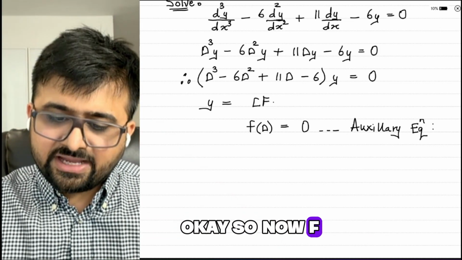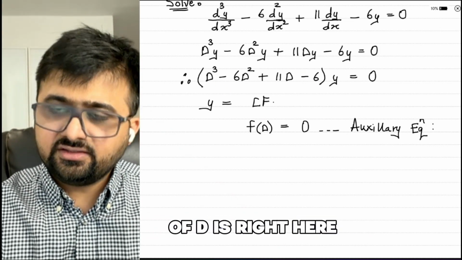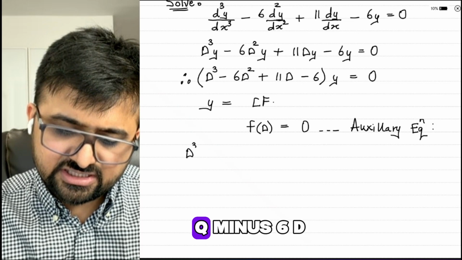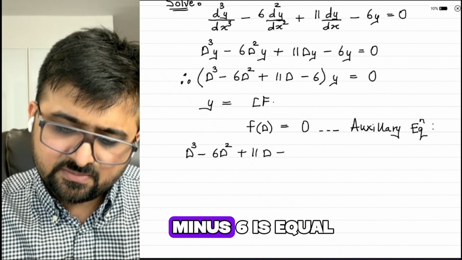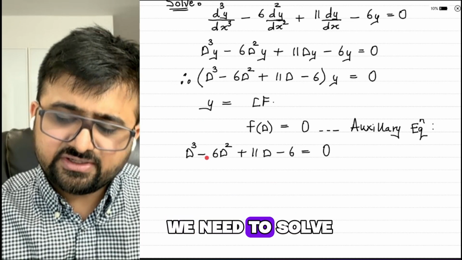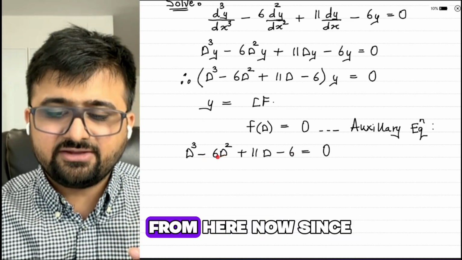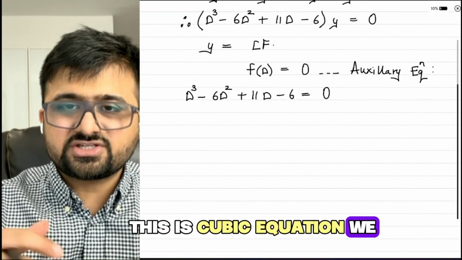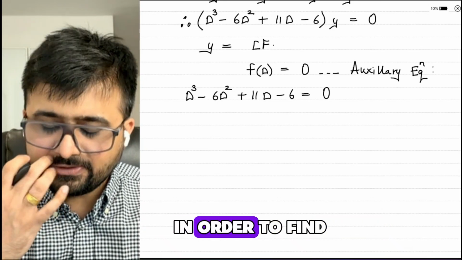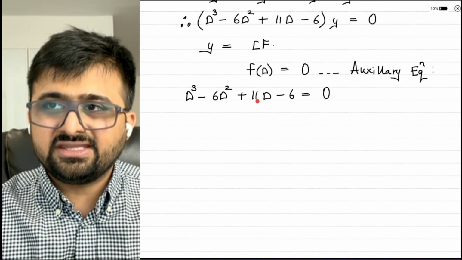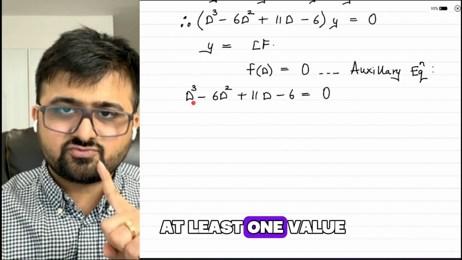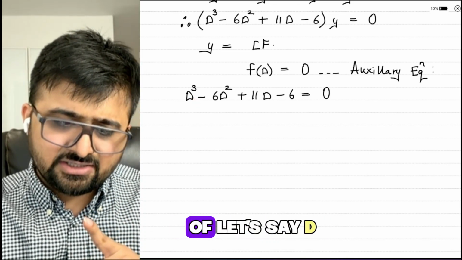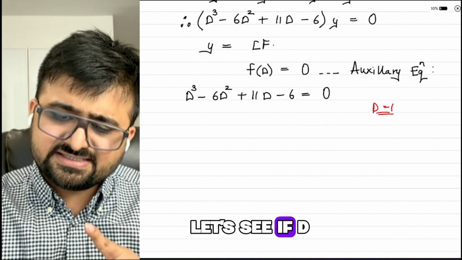We need to solve this equation in order to find the complementary function. So F(D), which is a function of D, is right here. We substitute that, so we have D^3 minus 6D^2 plus 11D minus 6 is equal to 0. Now we need to solve this equation and find the values of D. Since this is a cubic equation, we'll have to do synthetic division. In order to do that, we need to find at least one value of D. Let's see if D is equal to 1 satisfies this equation.